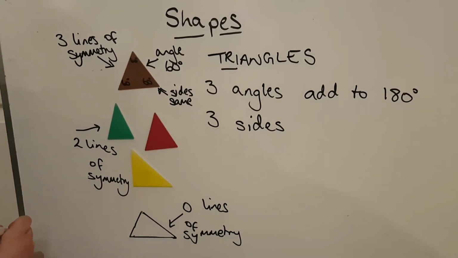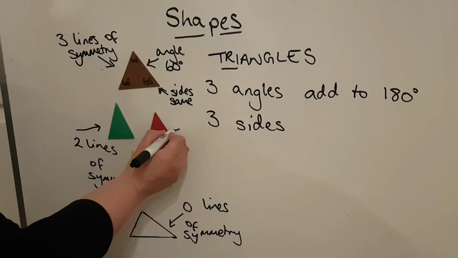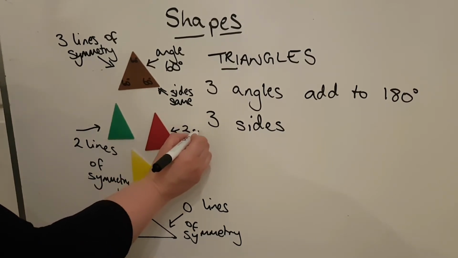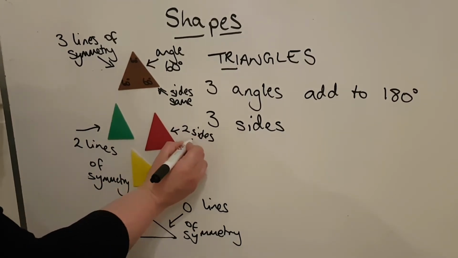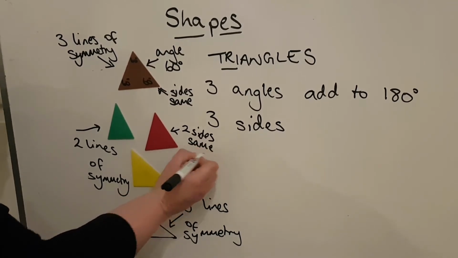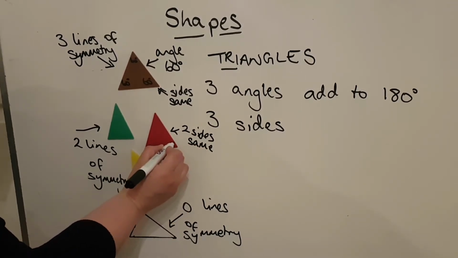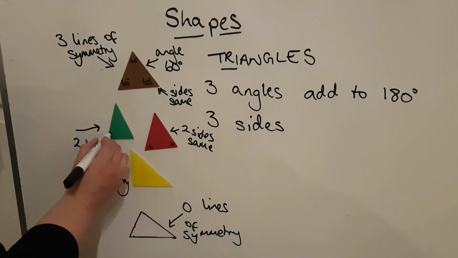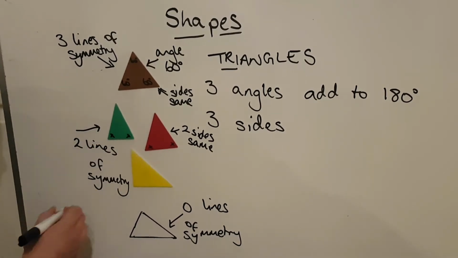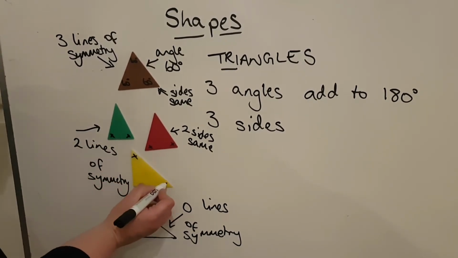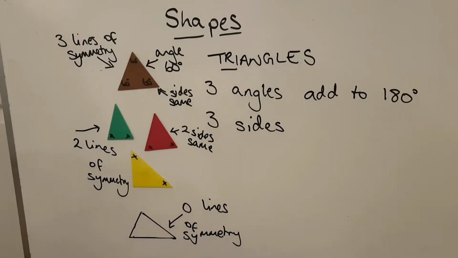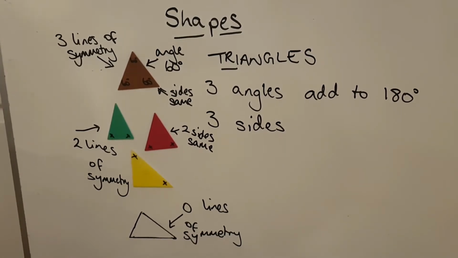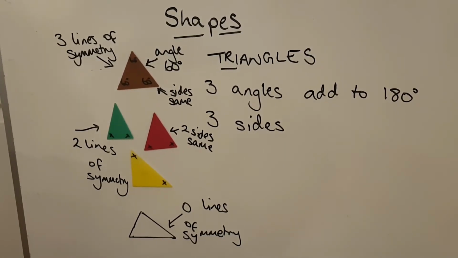In an isosceles triangle, these ones here, we've got two sides the same. And we've got two angles that are the same size as well. So these angles at the bottom are the same size as each other. And these angles are the same size as each other. So that's an isosceles. And in a scalene triangle, everything's different. All the sides are different and all the angles are different, but they all add up to 180 degrees.